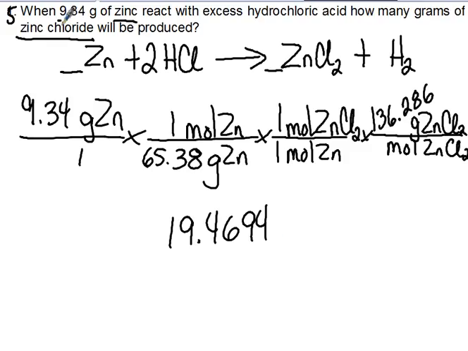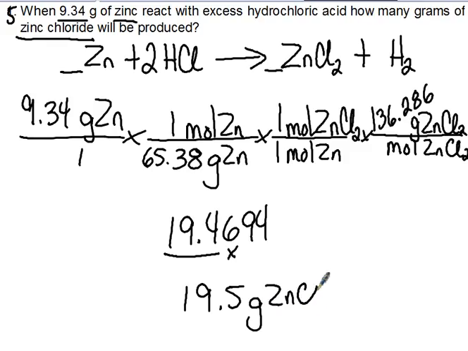My question has 3 significant figures, so I can only have 3 significant figures. I look 1 past. That number right there tells me that I need to round the previous number up, which gives me 19.5 grams of zinc chloride.